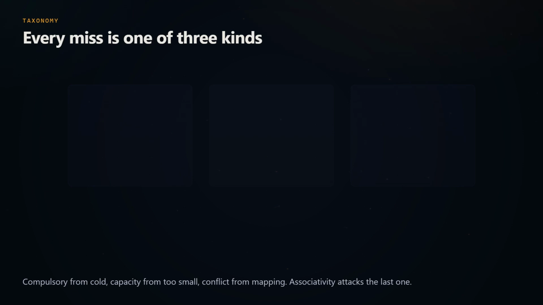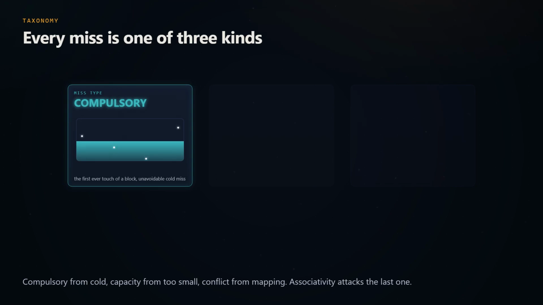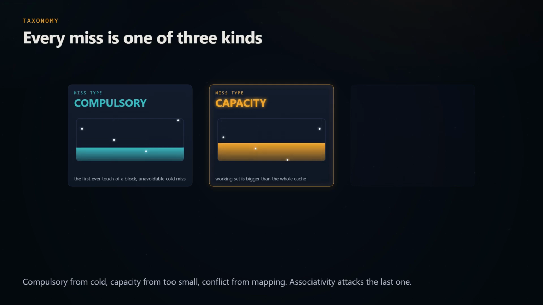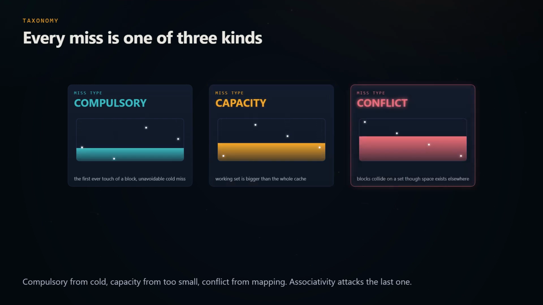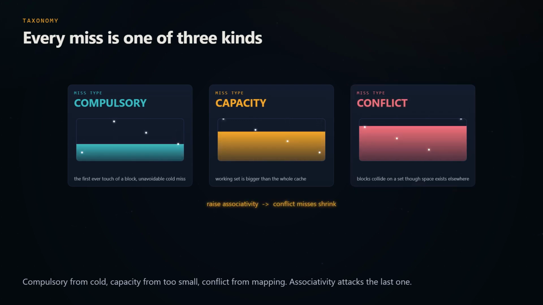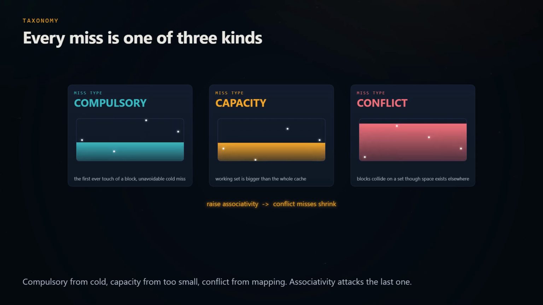It helps to sort every miss into 3 buckets. Compulsory misses are the first ever touch of a block. The cache was cold, and nothing could prevent it. Capacity misses happen when your working set is simply larger than the whole cache. Conflict misses come from the mapping, blocks colliding on a set while free space exists elsewhere. And here is the link back. Raising associativity is exactly what shrinks that conflict bucket.